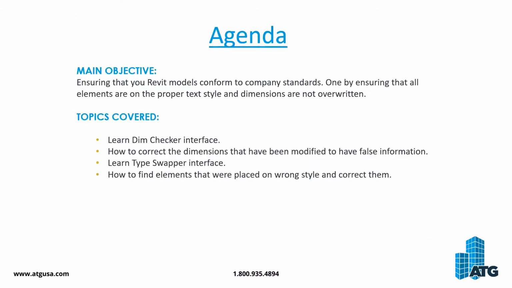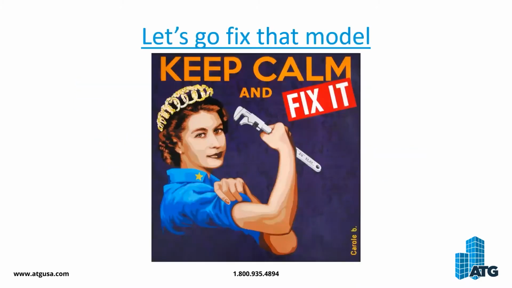On our agenda today, we're going to make sure our clients, designers, architects, and engineers are using Revit and conforming to our company standards. We'll do that through the CTC tools Dem Checker. We're going to go through its interface and show you how to correct some of the deficiencies. Then we'll show you how to use the Type Swapper and additionally take different line styles, text styles, dimension styles, and duplicate families and put them over to the correct location. With that said, let's go fix that model.